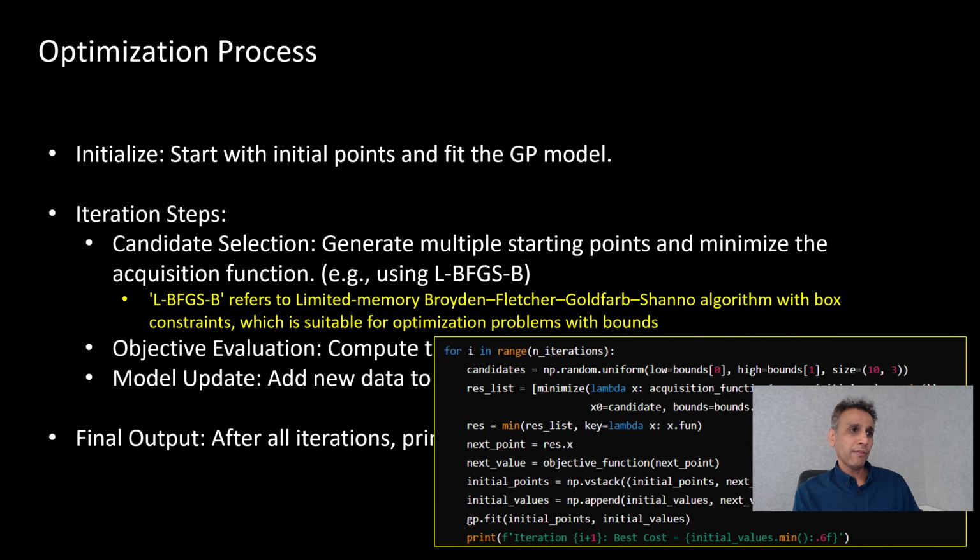Here is a snippet of code where we are showing you the loop right here, right? So you generate the candidate elements first, and then you have this list, and then you find the minimum in this list, and that is your next point. And your next point, you plug that into your objective function, which gives you the next value. And then you take the initial points, initial values, and you fit this GP function with those two. And basically, every iteration, you're updating this.